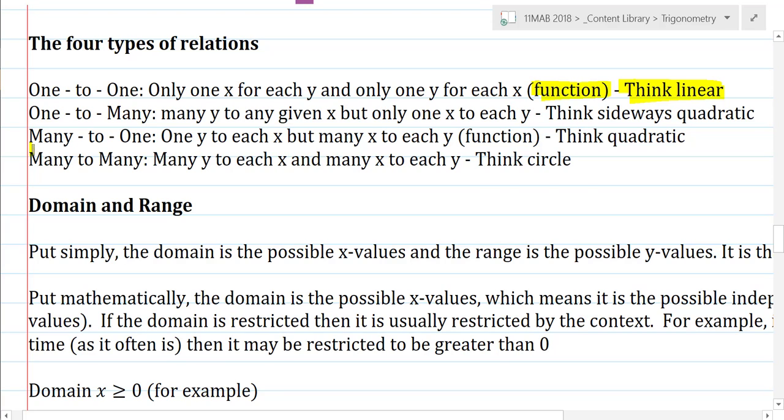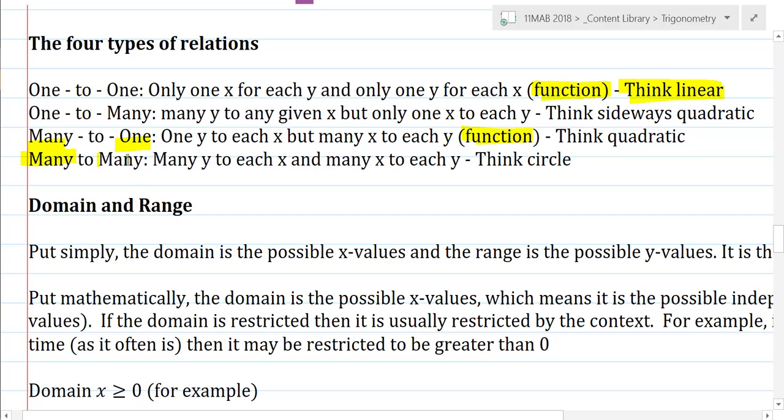Many to one means there's many x values for one y value, and this is fine. This is a function. Think quadratic. Quadratic has only one y value for every x value, but if you pick a y value, there may be two x values for that y value. So that horizontal line test might pass through the curve twice. And that's fine. That can still be a function because y is the dependent variable.